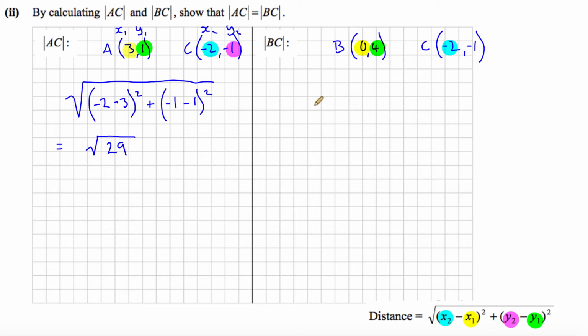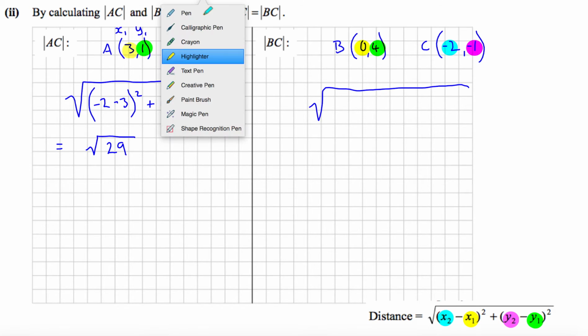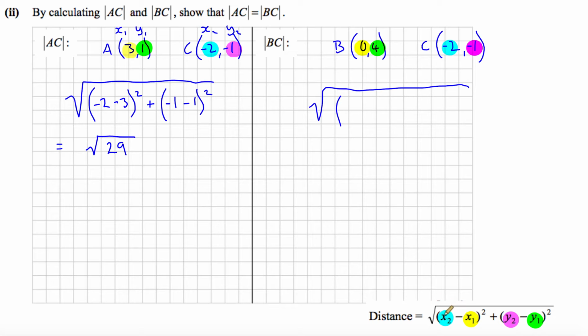So now we're going to do BC. So again, the same formula. And we've already got it color coded. We just forgot to color code that last one. So we're going to have the blue minus the yellow, so that's (-2 - 0) squared, plus, in brackets, the purple minus the green, that's (-1 - 4). And then again, when you put all this into your calculator, you're going to see that you get the same answer. You get root 29. So now we've shown that the length of AC is equal to the length of BC.